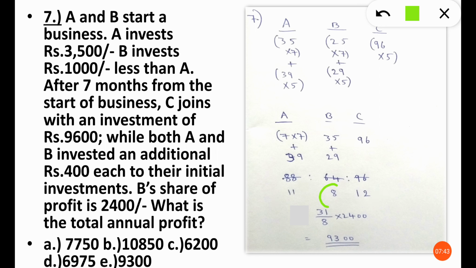The value of 8 parts is given. What is the value of 8 parts? 2,400. 8 parts value is 2,400. They asked to identify the value of 31 parts. So 31 by 8 into 2,400. 8 3s are 24, 3 1s are 3, 3 3s are 9. 9,300. Option E is the right answer.